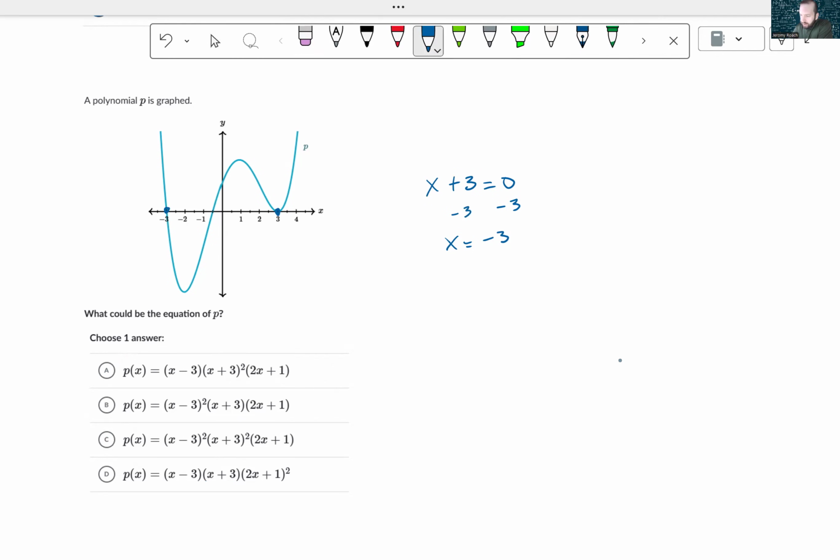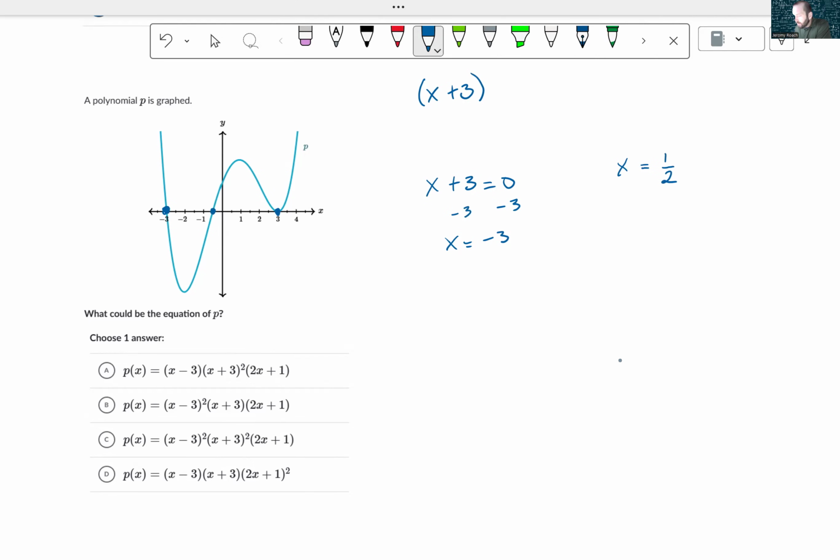So x plus 3 equals 0 is one of our factors. We found that out from this point here. x plus 3 is one of them. And our second 0 is also at 3. Actually, no, there's one right here as well at 1/2. I missed that one. So our next one, we're going to say that's x equals 1/2.